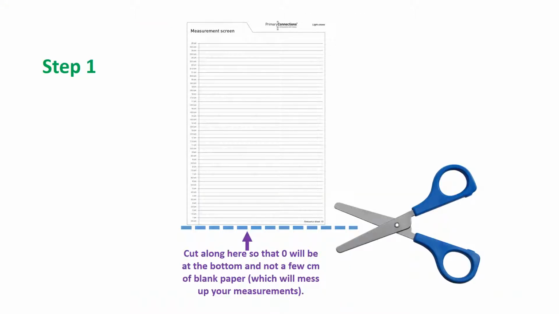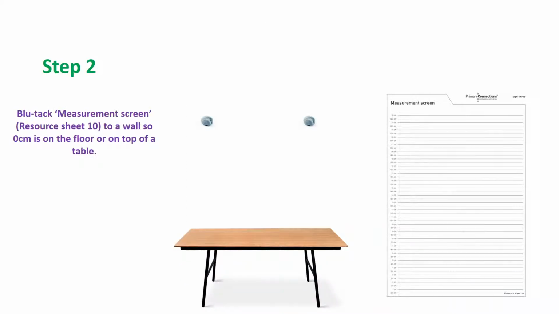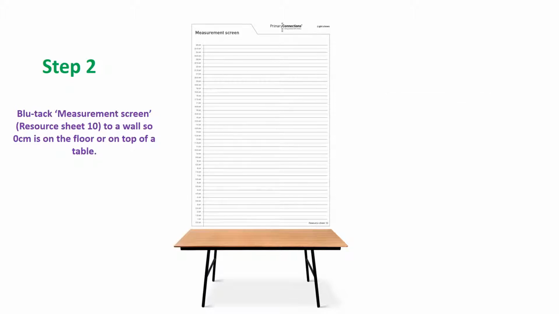Okay, so here's the first step. You need to take the piece of photocopied paper and cut along the bottom line so that you get rid of the blank paper that's underneath. Once you've done that, you need to put some blobs of blue tack on the wall, either just above a table or above the floor. And then you need to stick your piece of paper onto those blobs of blue tack so that your 0 is exactly on the table or exactly on the floor, just like in this example.